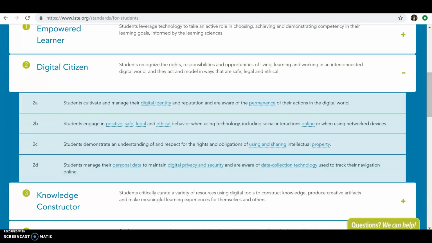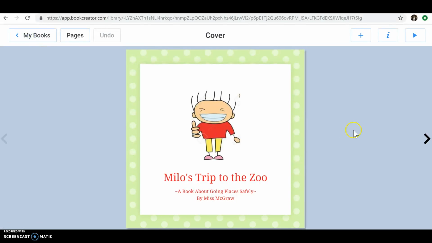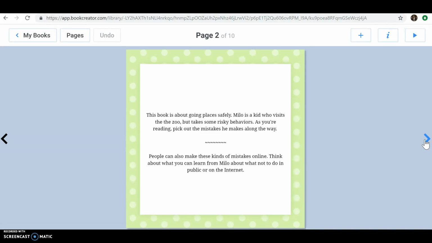So to do that, I created a book online, actually, called Milo's Trip to the Zoo. So this is the book, and basically it goes through a scenario of a young child going to the zoo and taking some risky behaviors that he shouldn't necessarily take in public. And the goal is to help students make connections with how these risky behaviors also apply to the online world.